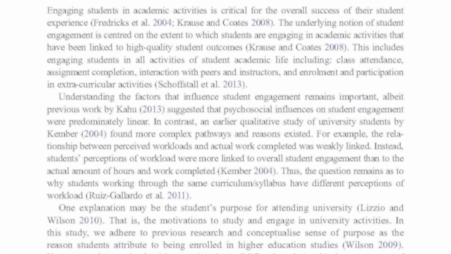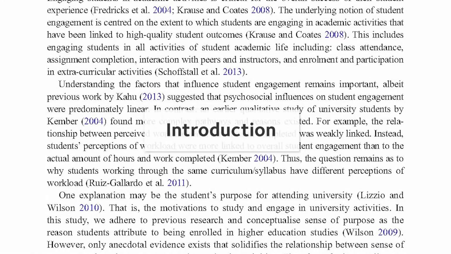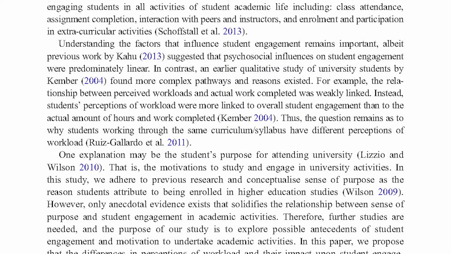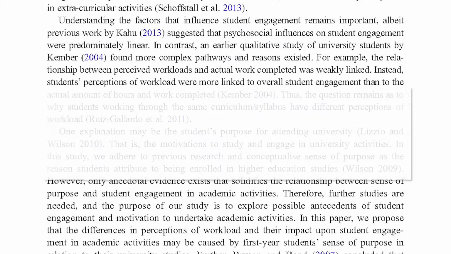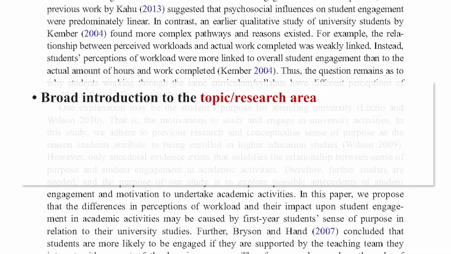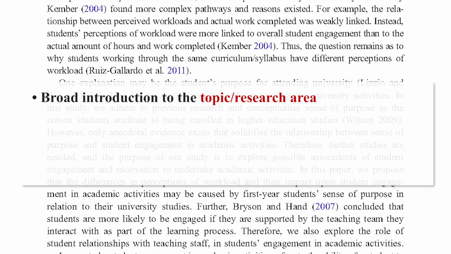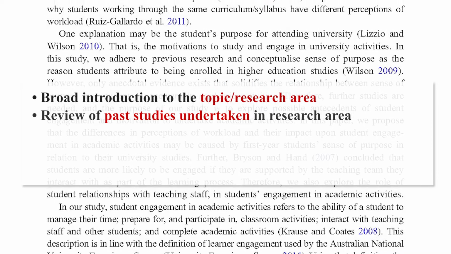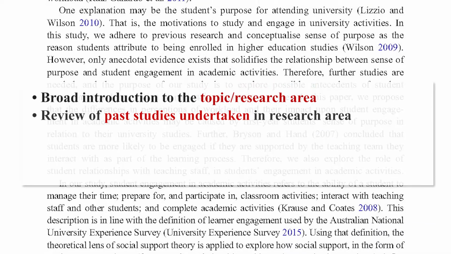The next major section in a journal article is the introduction. The introduction is where the authors provide the following information in the following order. Firstly, a broad introduction to the topic or the research area is presented. This is then followed by a review of past studies undertaken in that research area. Now, this is called the literature review.